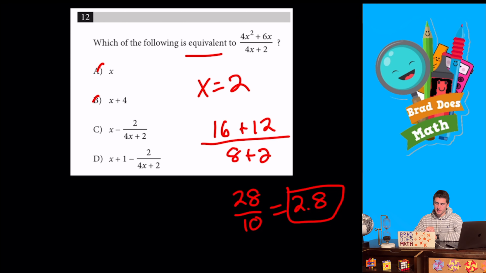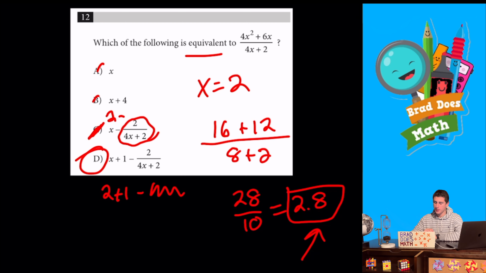A and B are out because I'm just going to get whole numbers there. And then C. If I plug X in, I get 2 and then minus something. Now, I'm trying to get to 2.8, so I don't need to continue. I know this is not going to get me to 2.8 because when you subtract off a positive number, you're going to get something less than 2. And then for D, I plug in 2. 2 plus 1 is 3 minus something. Yeah, that would make sense to be 2.8. I could do the work, but it's unnecessary. I've already eliminated 3 answer choices.